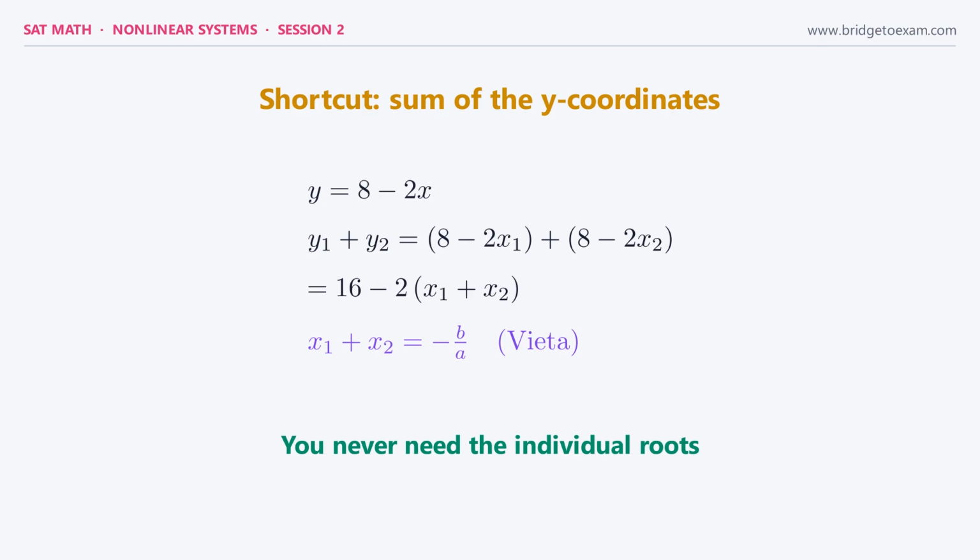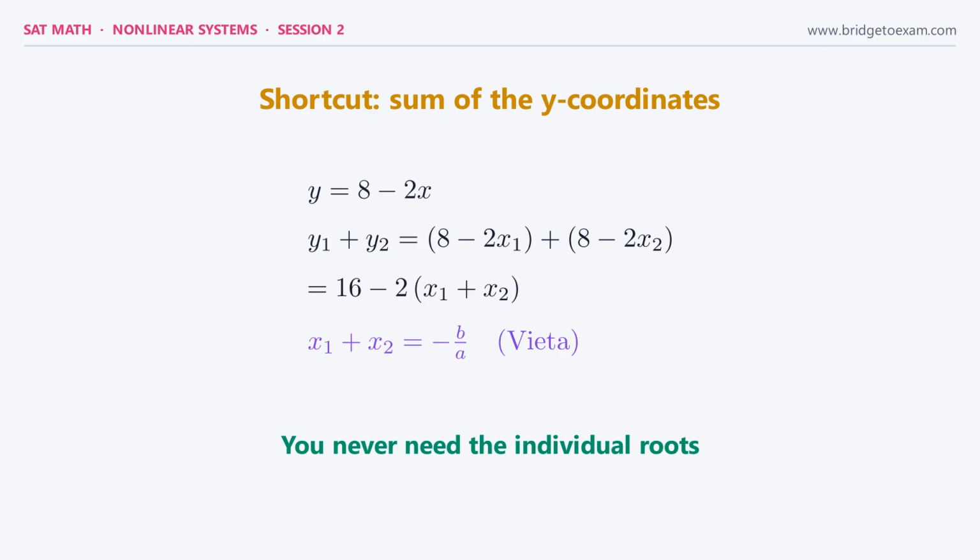Then y1 is 8 minus 2x1, and y2 is 8 minus 2x2. Add them. You get 16 minus 2 times the quantity x1 plus x2. And x1 plus x2 is just the sum of the roots, which Vieta hands you as negative b over a.